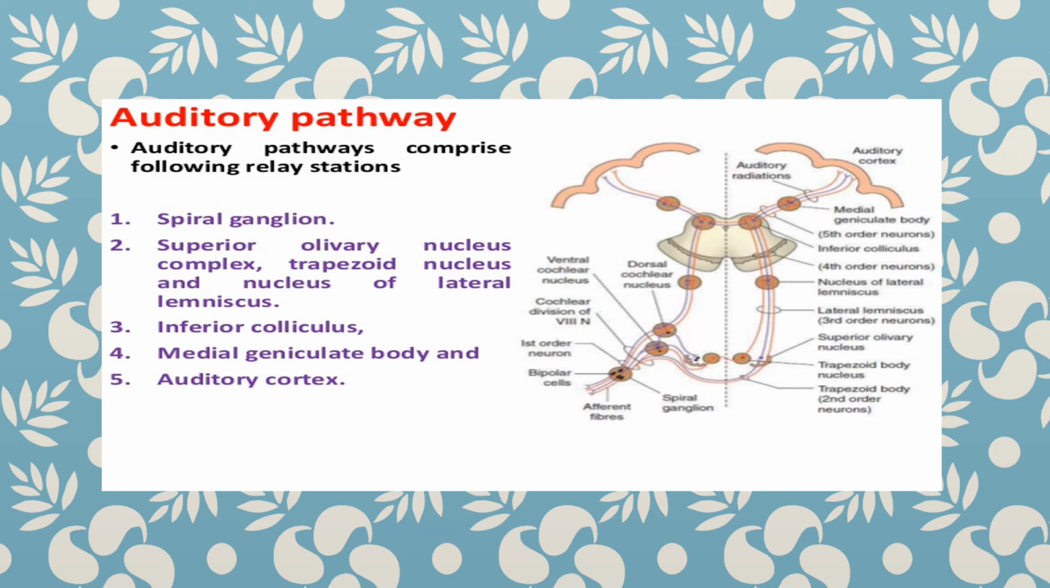The axons now ascend through the posterior part of the pons and midbrain and form a tract known as the lateral lemniscus. Each lateral lemniscus consists of third order neurons from both sides. These fibers ascend and relay in small groups of nerve cells known as the nucleus of lateral lemniscus.